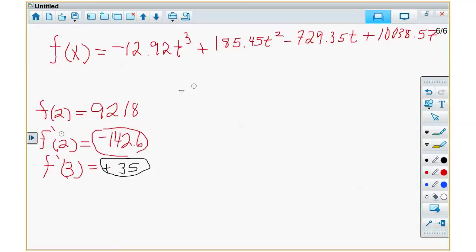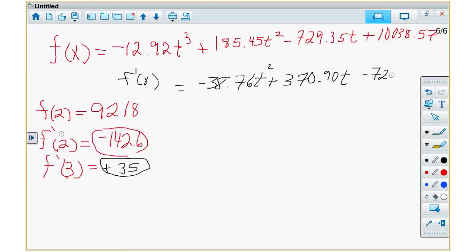God, this would be so much easier if I could write with a pen. What does the F prime of X come out to be? So I can just go ahead and do it. Negative 38.76 T squared plus 370.90 T minus 729.35.